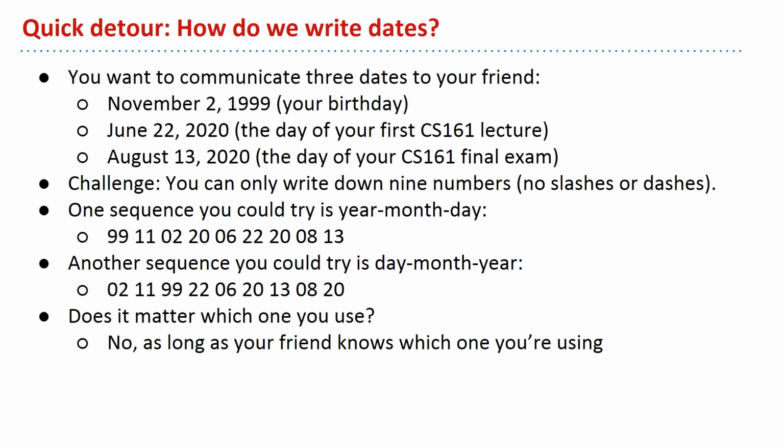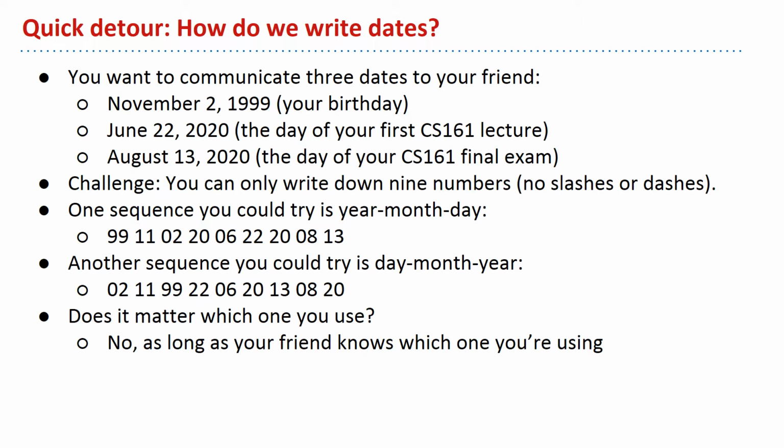So what is the analogy? The analogy is dates. Suppose that I have 3 dates that I want to communicate to my friend. The dates are just going to be a birthday, the date of the first CS161 lecture, and the day of the CS161 final exam. And the challenge here is that to communicate these dates, you have to only write down 9 2-digit numbers. So you can't have any slashes, no dashes, no commas, nothing like that.